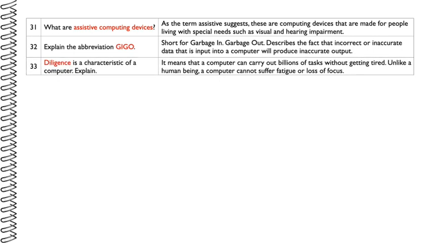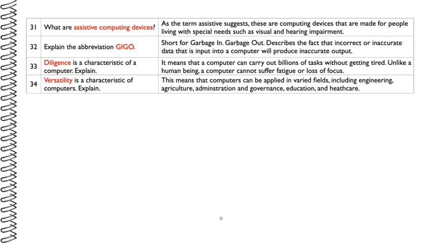Diligence is a characteristic of a computer. Explain. It means that a computer can carry out billions of tasks without getting tired. Unlike a human being, a computer cannot suffer fatigue or loss of focus. Versatility is a characteristic of computers. Explain. This means that computers can be applied in varied fields, including engineering, agriculture, administration and governance, education, and healthcare.